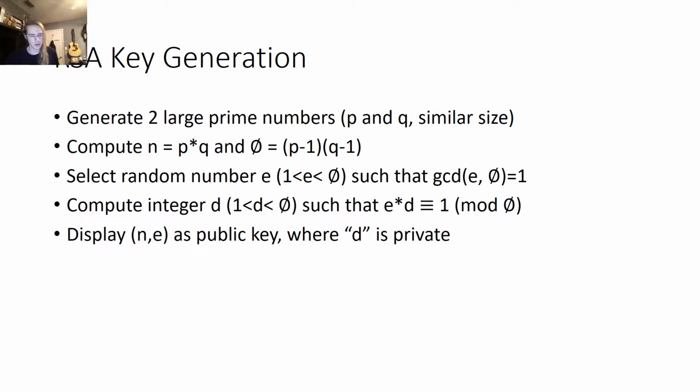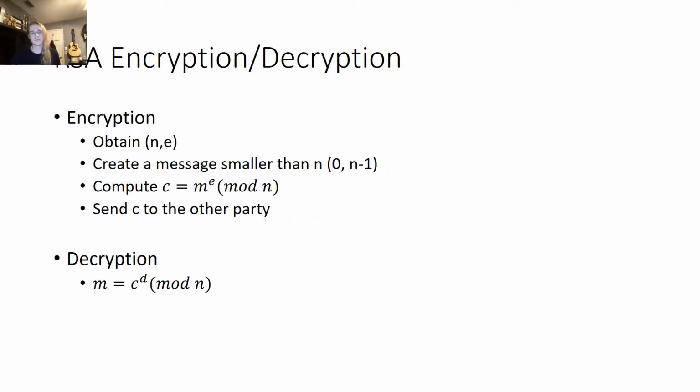E and D must be strictly smaller than our totient but greater than 1. From there, all that needs to be done is to display our public key, which is N and E, and we will keep D private.